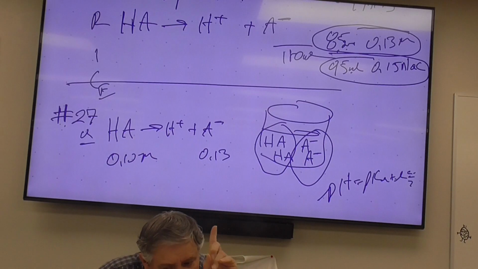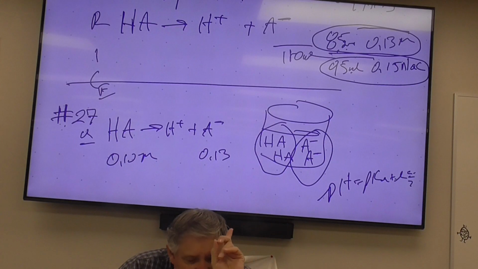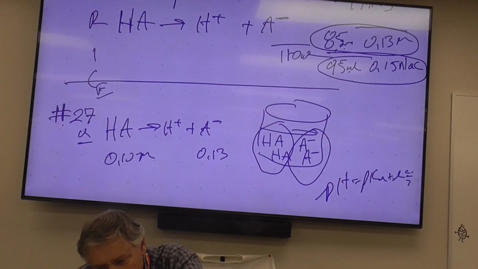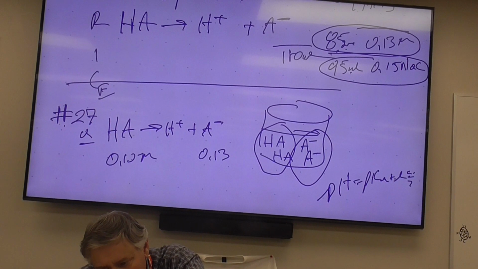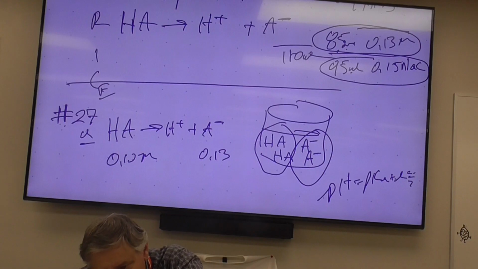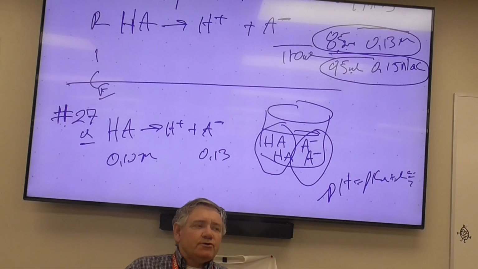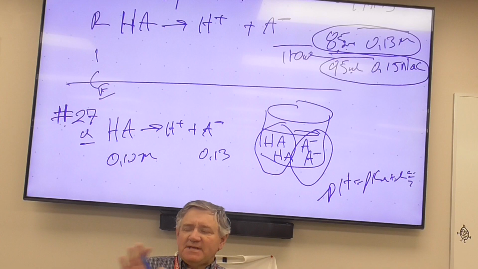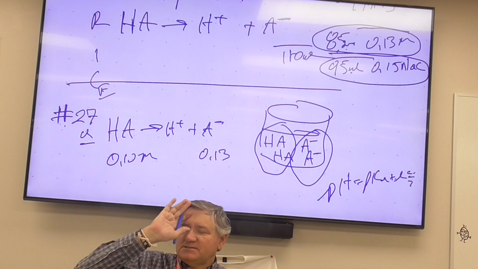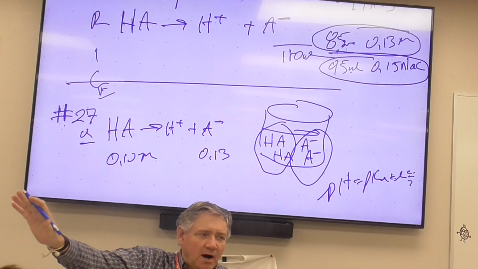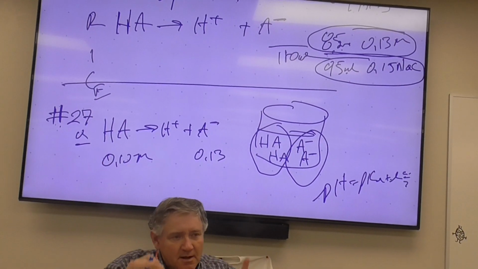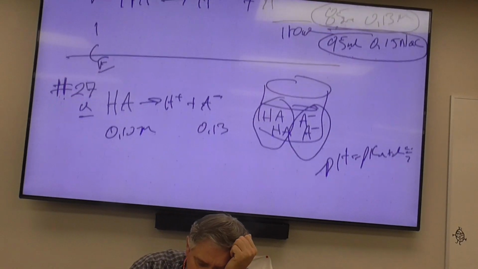Now, when you talk about 27B, listen to me, what's going to happen on 27B. On 27B, I'm going to add 0.02 moles of potassium hydroxide. Are you going to care about the potassium? No, care less. Potassium is just going to be there. All it's doing is bonding to the hydroxide. The potassium is not part of the story. But here's what you have to visualize.